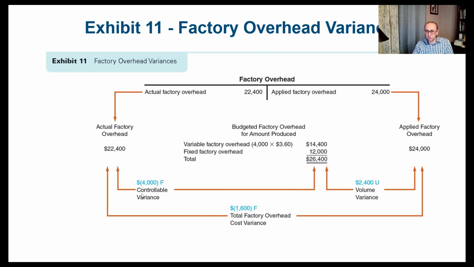And actually, this is what saved the factory overhead, because on the other end, if you compare the applied factory overhead to the budgeted factory overhead for amount produced, it's actually unfavorable. So that's what we call the volume variance, and it's 2,400. The combined total factory overhead cost variance is $1,600, which is the net of these two values, and it's actually a favorable situation.